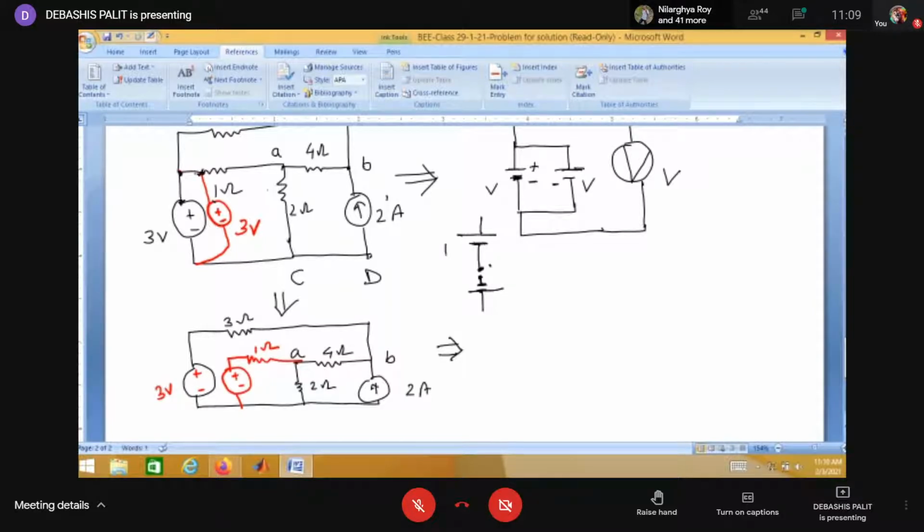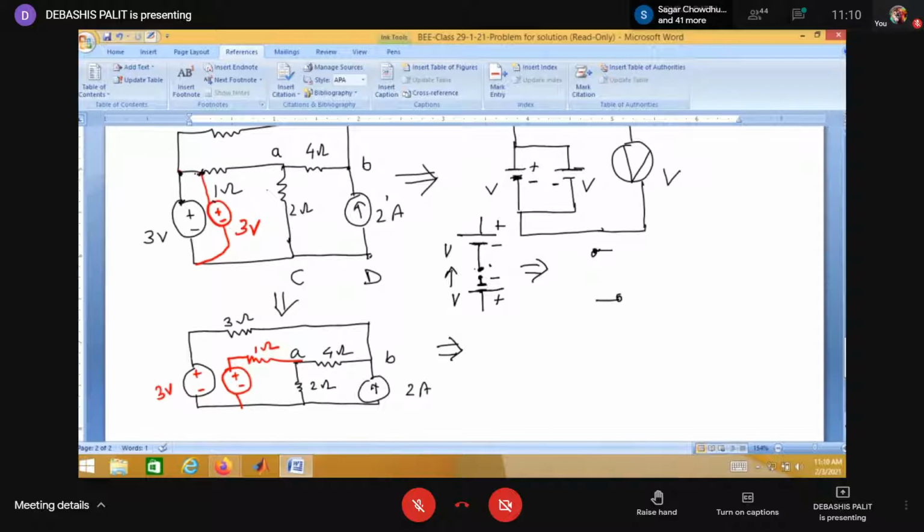So if it is V volt, and the current is driven in this direction, it is minus to plus, and this is plus to minus. So this is also V volt. So plus minus, minus plus. The neat representation is V volt. It will be an open circuit.